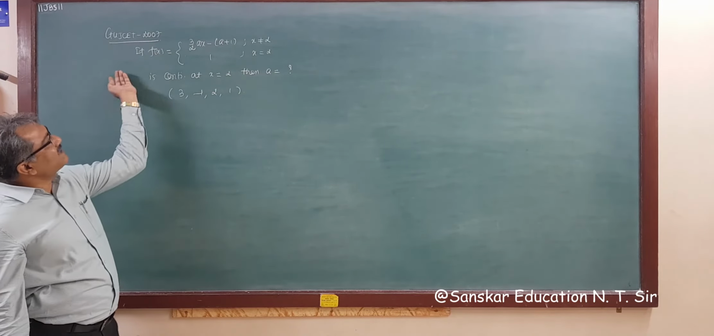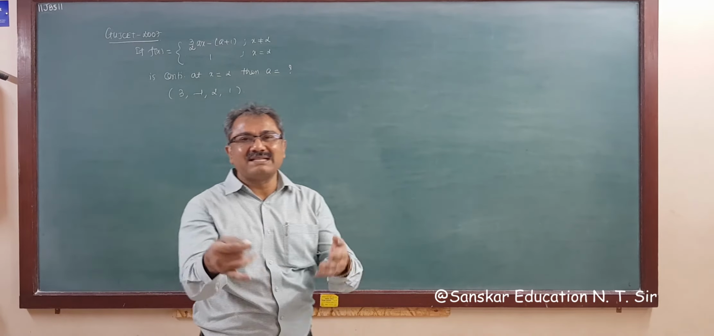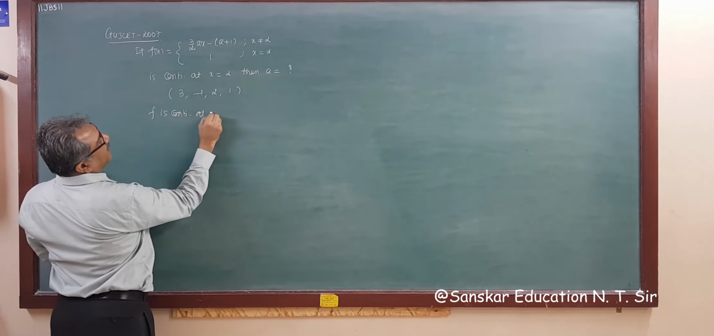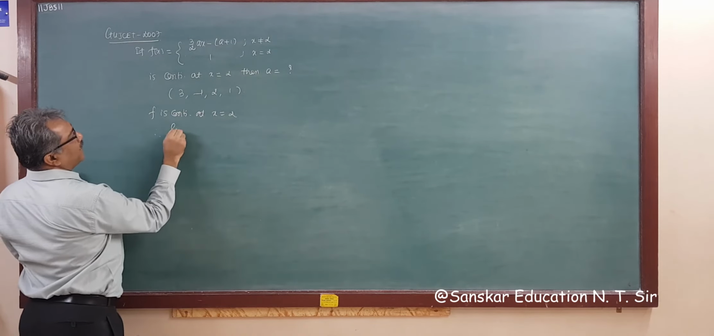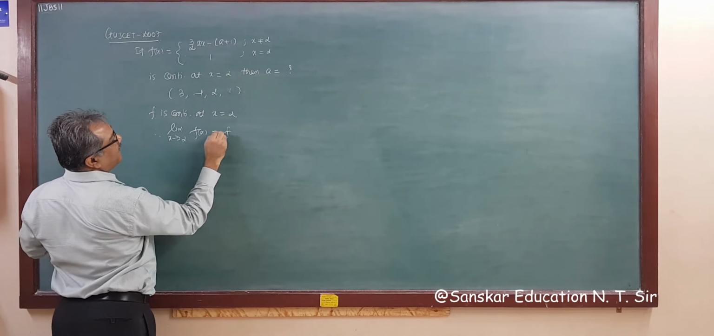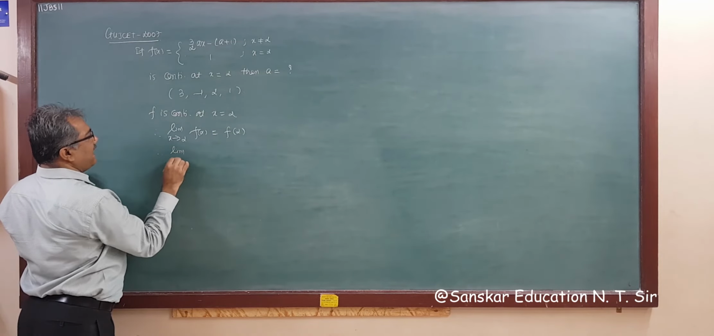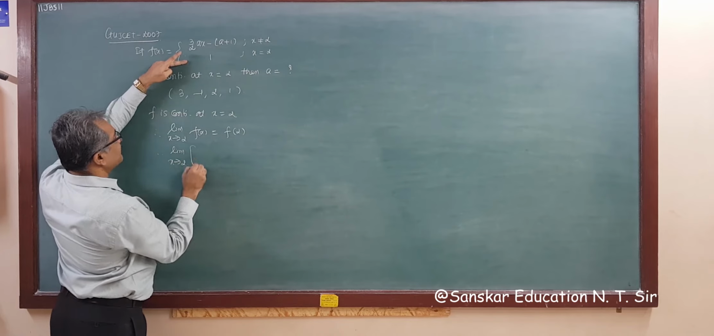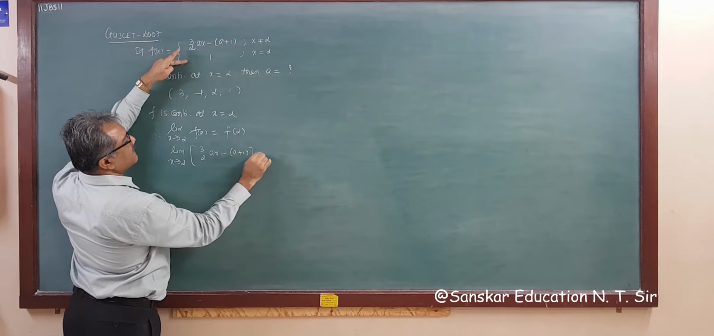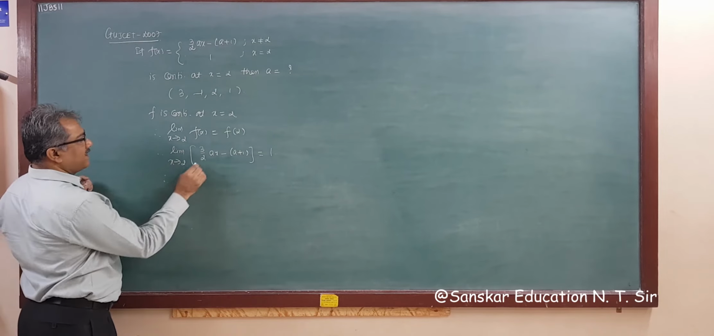So now given that the function is continuous at x is equal to a, now you know when a function is continuous at x equal to a, then limit is equal to value. So f is continuous at x is equal to 2, therefore limit x tends to 2 of f(x) is equal to f of 2. So limit x tends to 2 of 3 by 2, ax minus a plus 1 is equal to f of 2, which is 1. Now substituting x is equal to 2 here, what do we get?